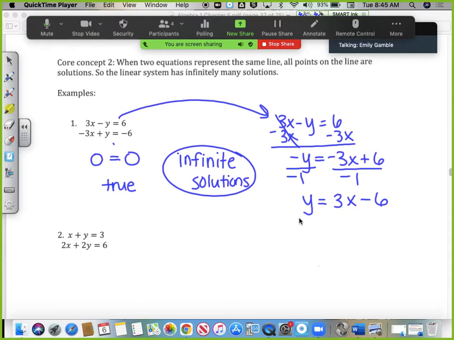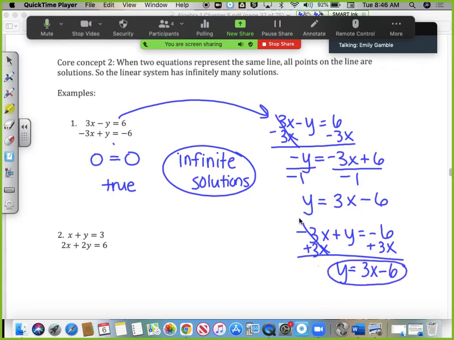If I take this second equation here, and I rewrite it and put it into slope-intercept form, this would be negative 3x plus y equals negative 6. This one's a little bit easier to solve. I would just add 3x to both sides, and I'm left with y equals 3x minus 6. This equation is the same exact equation as this one. So if I was to graph both of these lines on the same exact coordinate plane, it's kind of silly because you're just drawing one line over top of the same line, which is why every single point is a solution, which is why we call it infinite solutions.